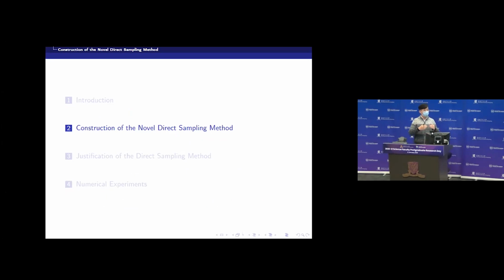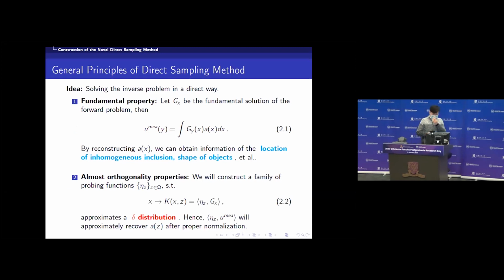Now we will begin to construct our numerical method. This direct sampling method, referred to as DSM, is a numerical method that has been developed by our research group for almost 10 years. The general idea for this type of method is that we are trying to solve an inverse problem, because we have measurement data and we are trying to recover something from the measurement data. We call this an inverse problem. So we are trying to solve the inverse problem in a direct way.